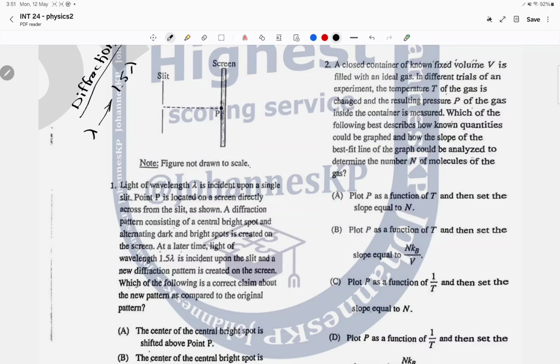Now, do you know the equation that is associated with this one? Exactly. y is equal to m lambda L over d. So what do we see in here? That y, which is the spread or the size of the interference pattern on the screen, is going to be directly proportional to lambda. So if this increases, we're going to expect to get a wider interference pattern essentially.